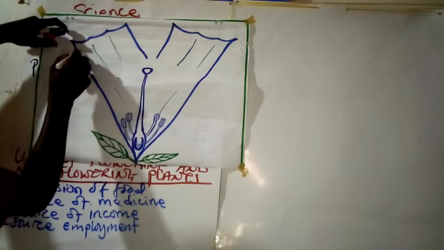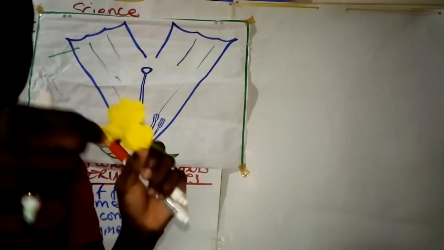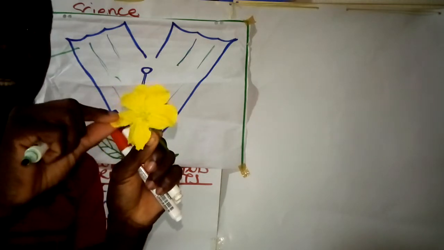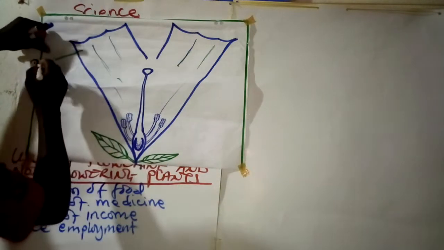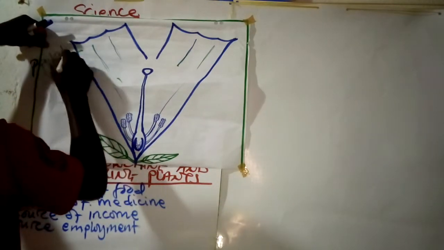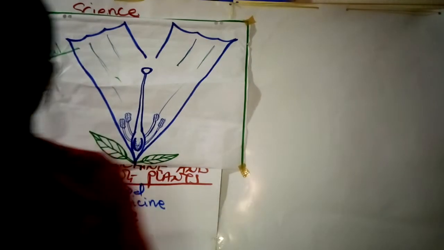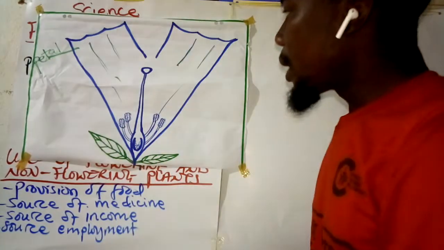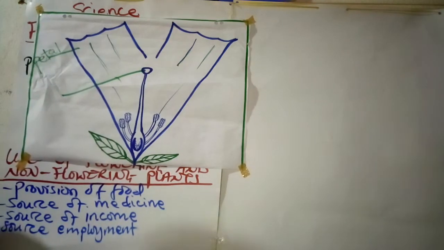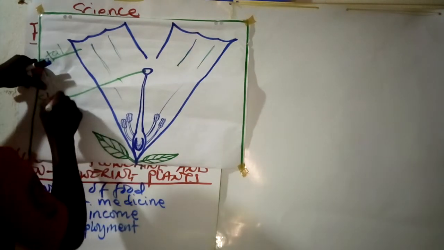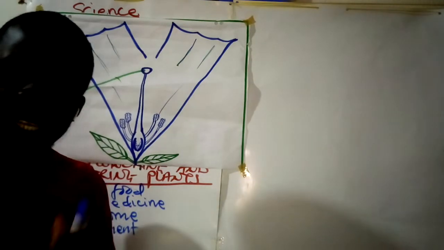We have got this one, which is this one. What is it? This is what is called the petal. This is the petal. Okay? All right. Let's look at this one. What is it? That one is the stigma. That is what is called the stigma.